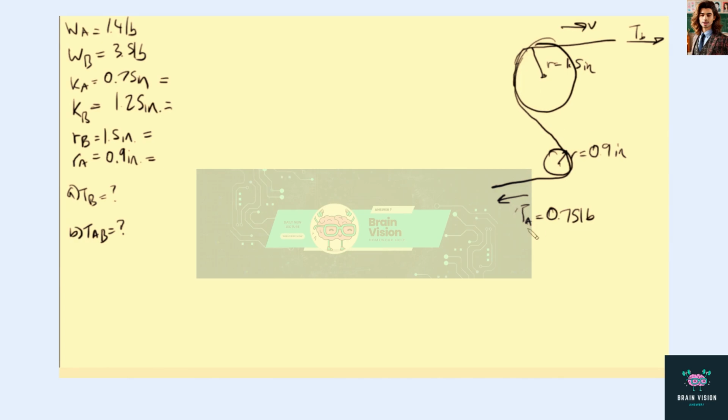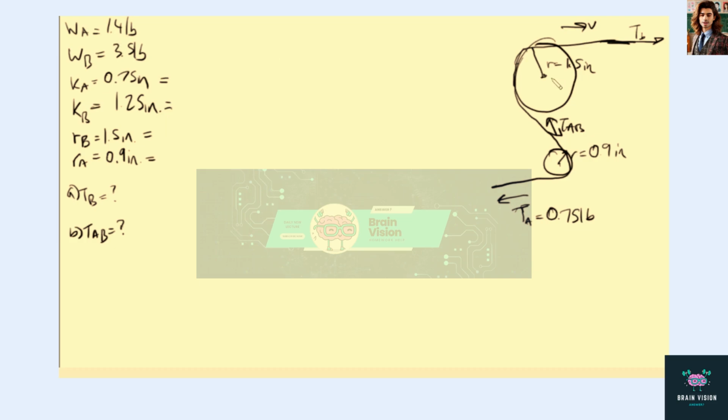We have these two discs attached to each other by a tape. This tape down here has a tension of 0.75. There's some tension here of TAB, and some tension up here of TB. So we need to find TAB and TB.